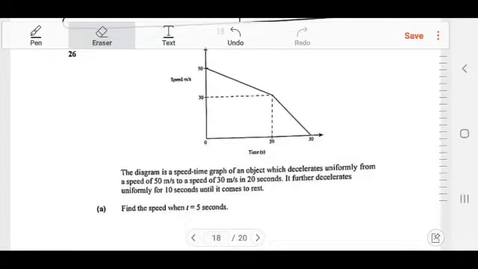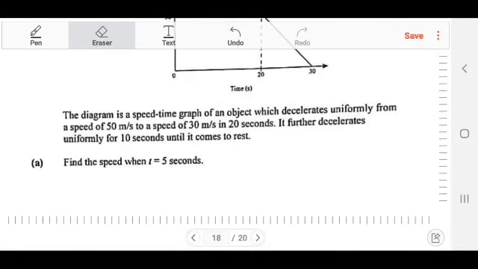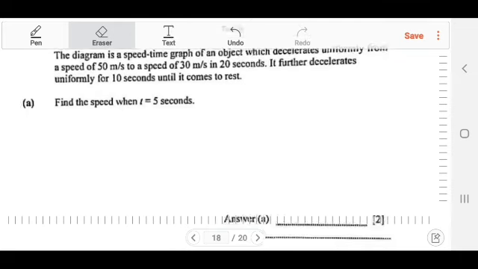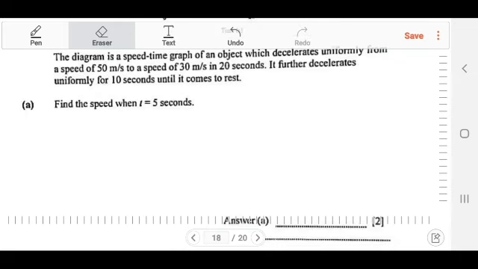Okay, now on number 26, we're given a graph there, and the question says the diagram is a speed-time graph of an object which decelerates uniformly from a speed of 50 meters per second to a speed of 30 meters per second in 20 seconds. It further decelerates uniformly for 10 seconds until it comes to rest. Find the speed when t is 5 seconds.